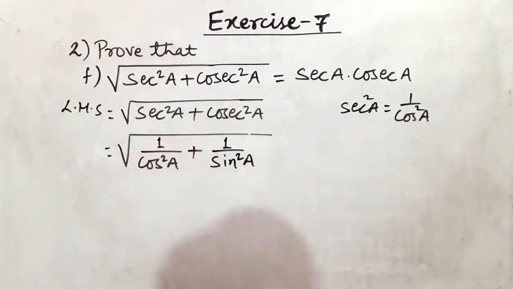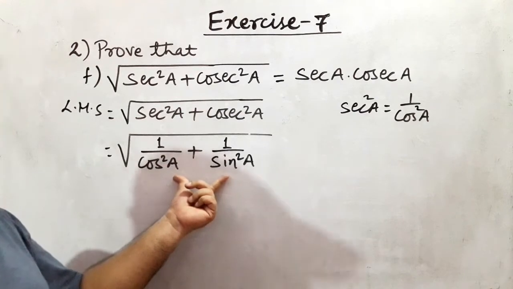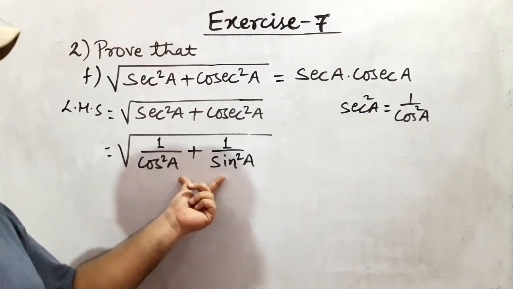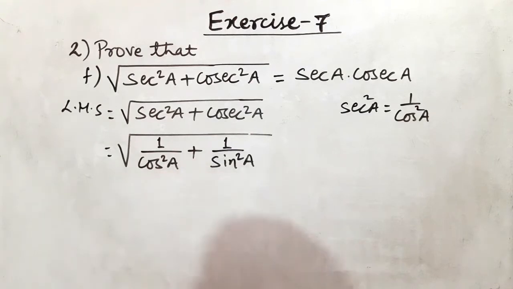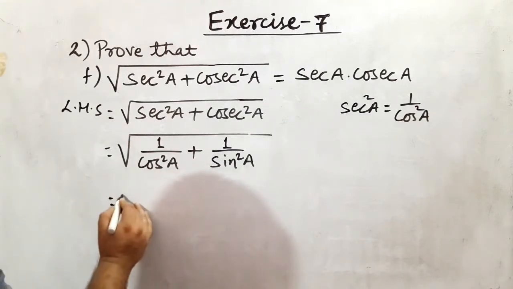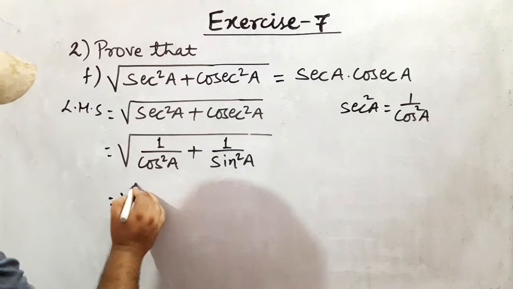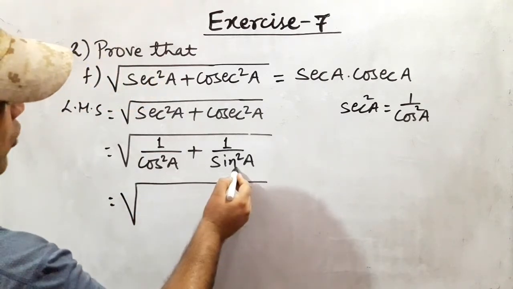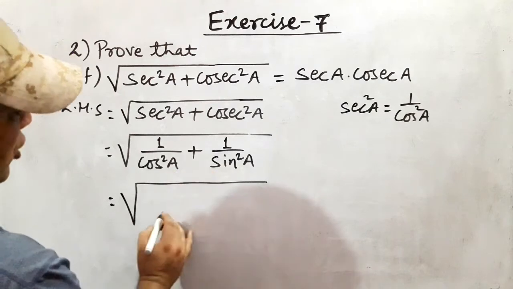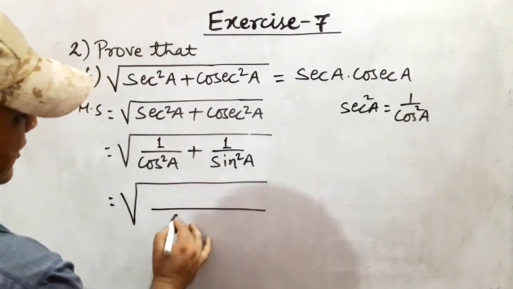In our previous video, we had studied in the operation of trigonometric ratios that when the denominators are different terms, then while taking the LCM, both denominators shall come in the denominator. So root under cos square A and sin square A, these both terms come in the denominator.